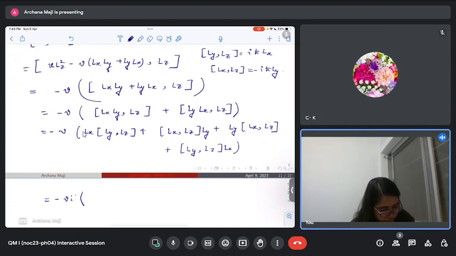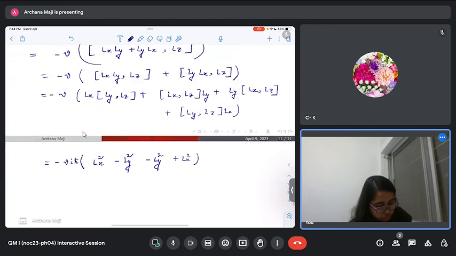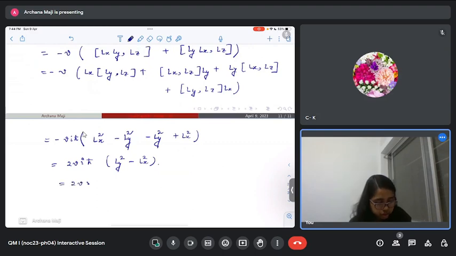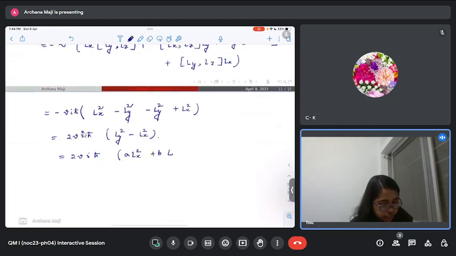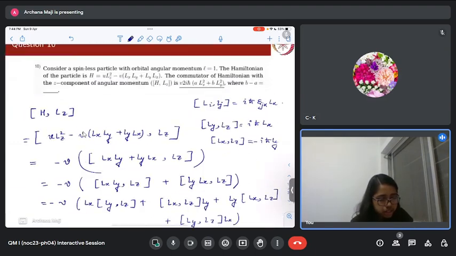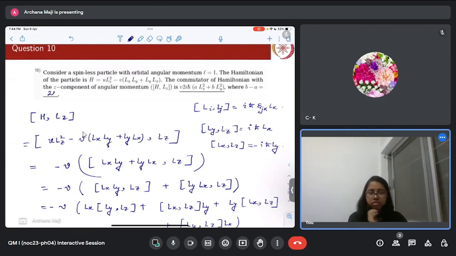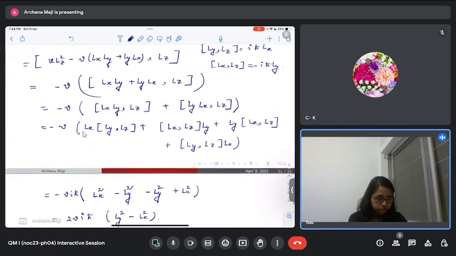So let's keep i h cross outside. So Ly Lz is Lx, so Lx square. Lx Lz is minus Ly, so minus Ly square, minus Ly square plus Lx square. So 2vi h cross times Ly square minus Lx square is what we are getting, and that is given to be a Lx square plus b Ly square. So you can see b equal to 1 and a equal to minus 1. So b minus a is 2. Clear? Any issue anywhere?